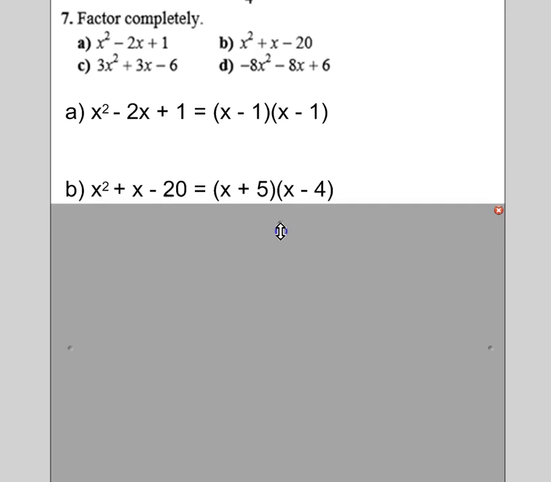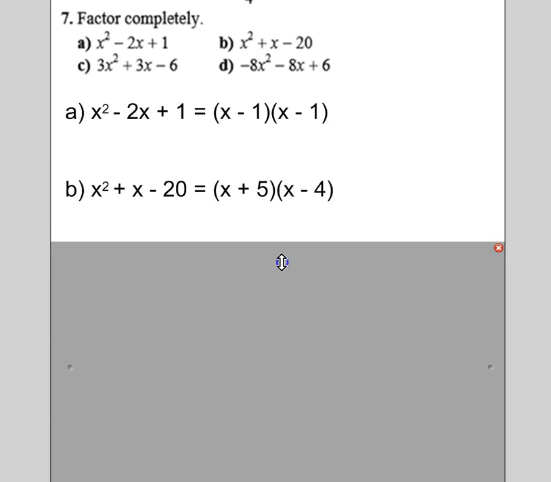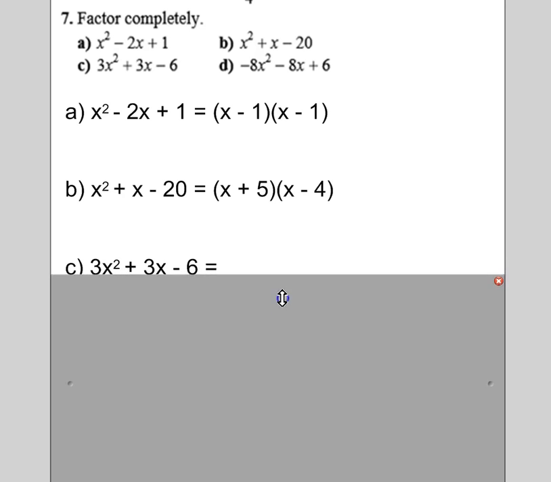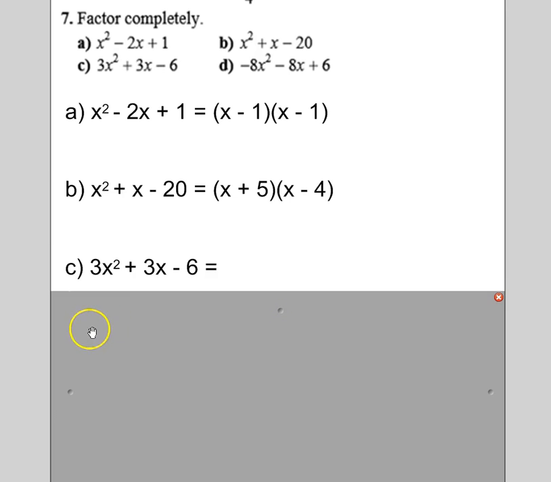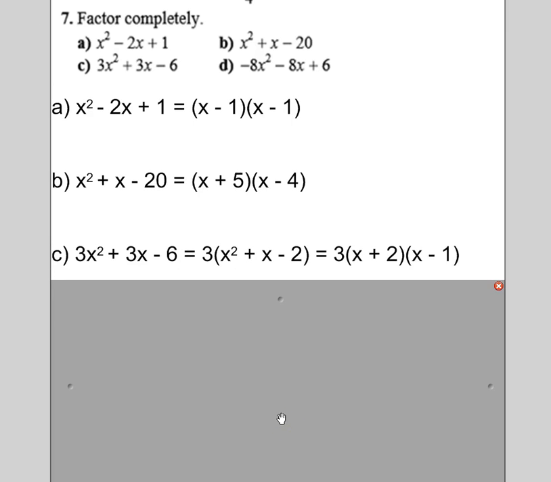And if we look at B, this is just adding to 1 and multiplying to -20, so the positive number has to be bigger. In C, at first it looks like a complex trinomial, but look carefully and notice that 3, 3, and -6 are all common factorable. So that finishes up with a common factor of 3, producing a simple trinomial which is easily factored.